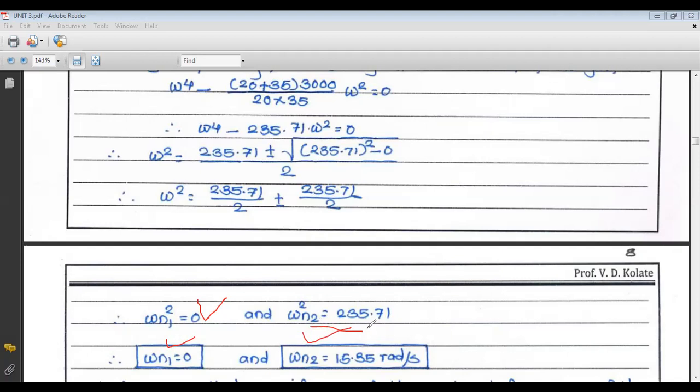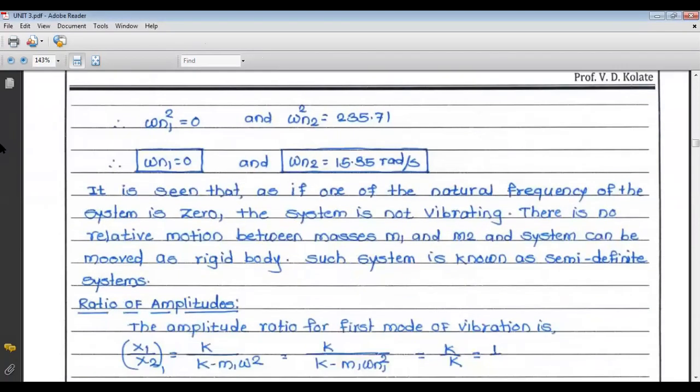So this is the natural frequency of the system. There are two natural frequencies, omega n1 as 0 and omega n2 as 15.35 radian per second. Now we have to find out the mode shapes, and we have to draw the mode shapes.